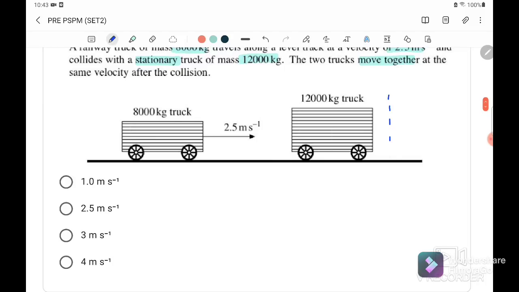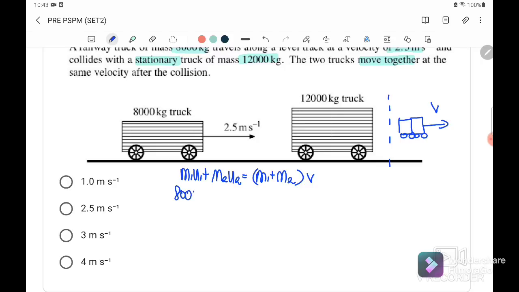After the collision, these two trucks will move with the same velocity. So we can use conservation of momentum to find the final velocity, where m1 u1 plus m2 u2 equals m1 plus m2 times v. Actually, this is an inelastic collision because after the collision, m1 and m2 stick together.